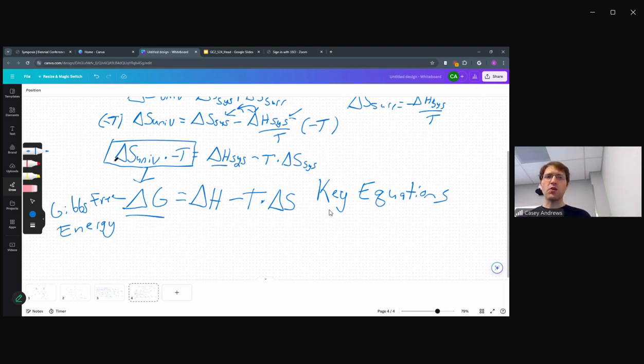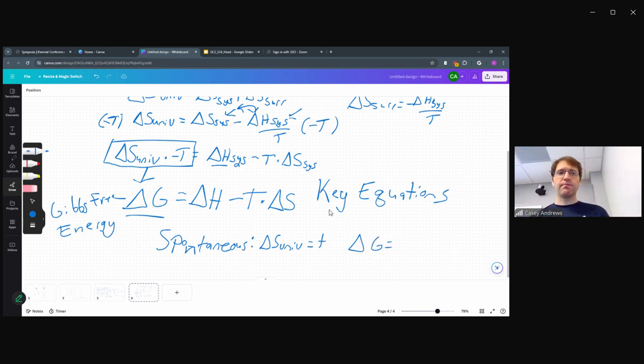Going back to our talk of delta S universe, for a spontaneous reaction, we said delta S universe is positive. But let's look at delta G. We said delta G is equal to delta S universe times negative T. So if a spontaneous reaction has a positive delta S universe, what must be the sign of delta G based on that math? It has to be negative. So for a spontaneous reaction, delta G is negative. The signs flip, which is confusing when you first learn this, but it's based on the math.